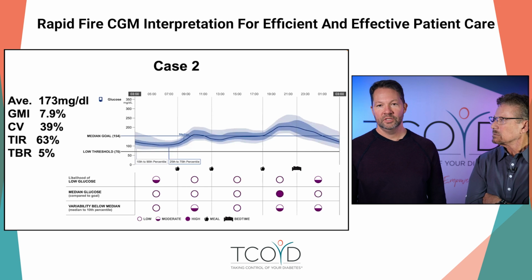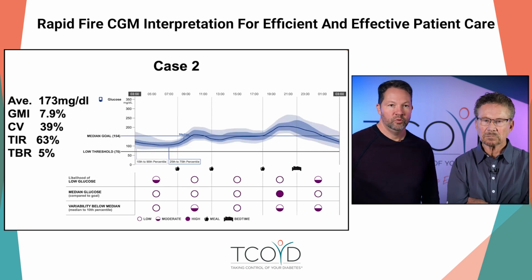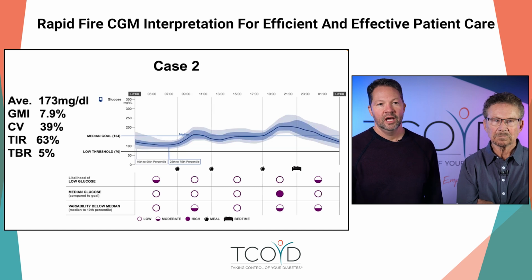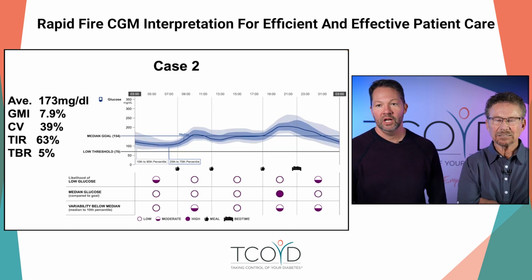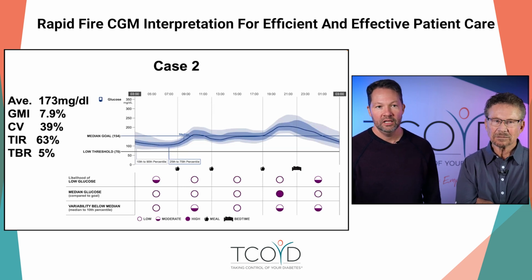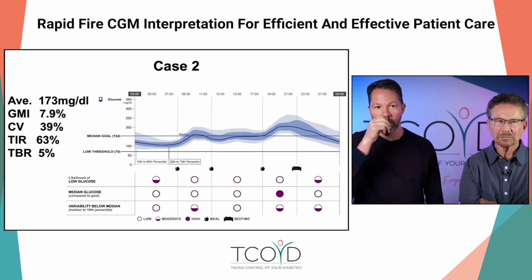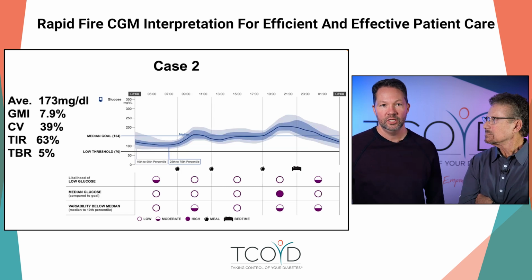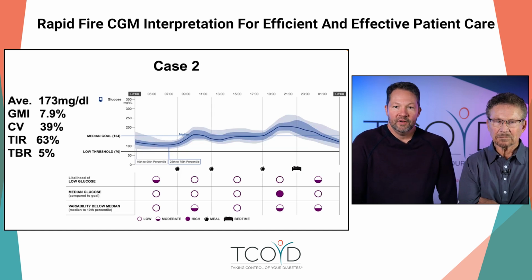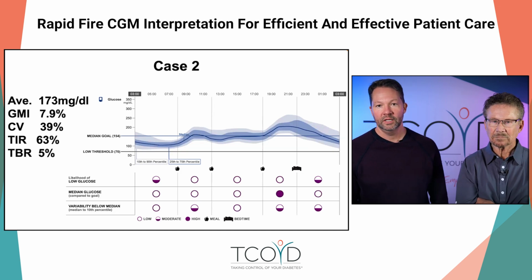All right, case 2. So this is different. All right, so I'll do rapid fire. Average blood sugar, AVE, I like that, is 173. It gives you an estimated A1C of 7.9, so not bad. This isn't the 9% we were dealing with last time. This is around 8. The CV is not too bad at all, 39%, meaning the fluctuations are reasonable. Time in range, 63%, right there, almost 70%. Time below range, 5%, so a little bit too much hypoglycemia.